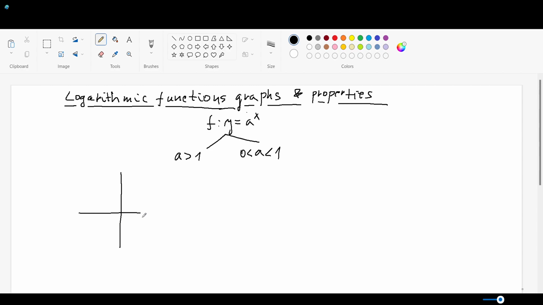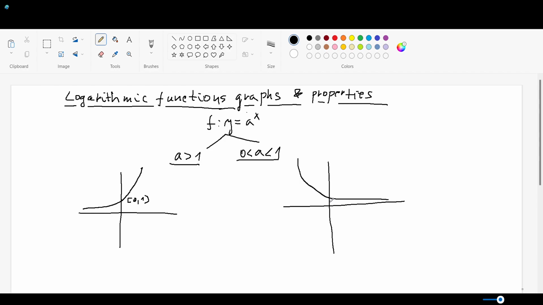So in this case our graph looks like this, and the function is increasing and passes through the key point with the coordinates 0 and 1. And in the second case the graph looks like this. The function is decreasing and still the graph passes through the point 0 and 1.